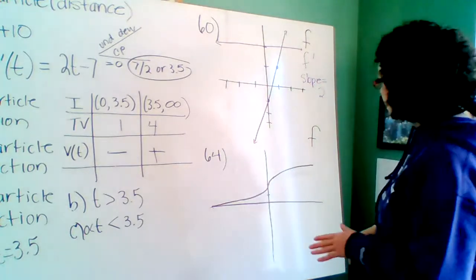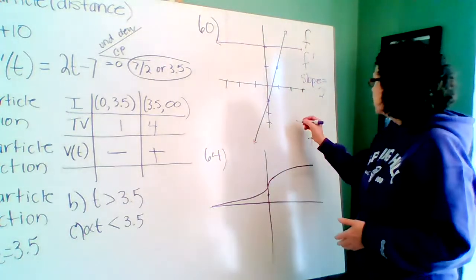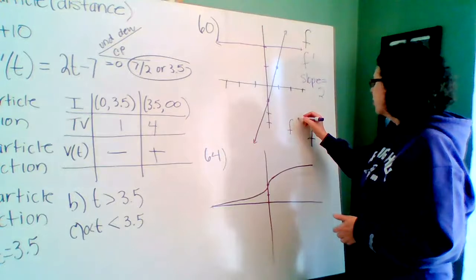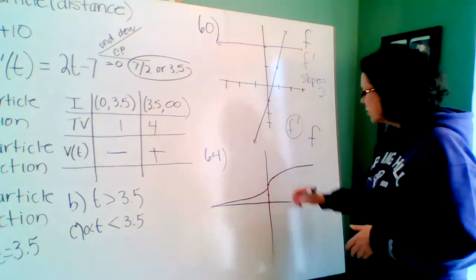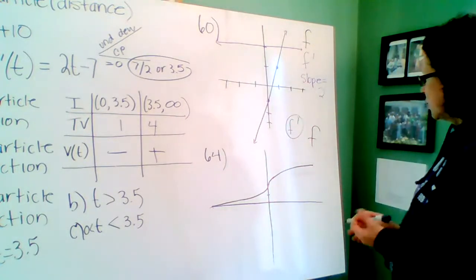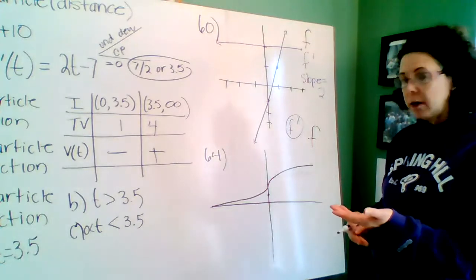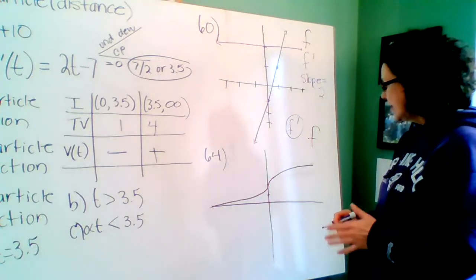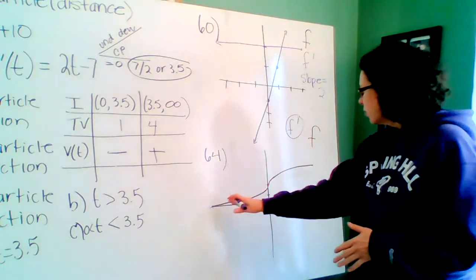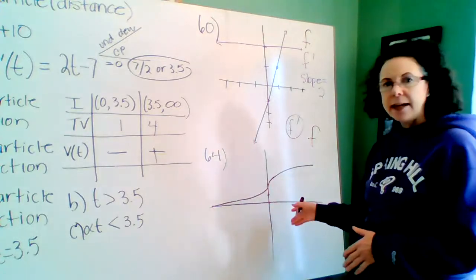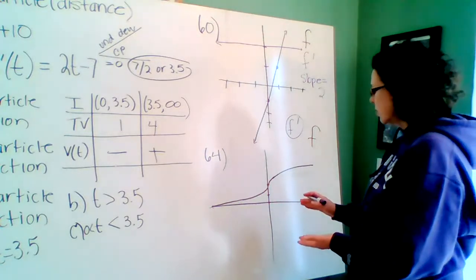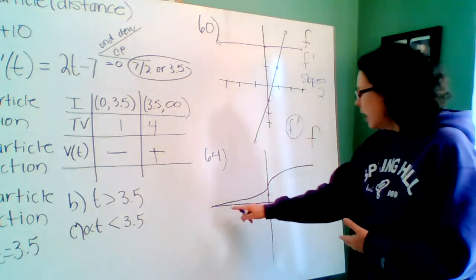Okay, now number 64, same question, and it is a little harder. And here's why. Where is the derivative 0? I don't see that anywhere. In fact, what I see is that as I go left to right, if I made tangent lines, the slope is always positive.